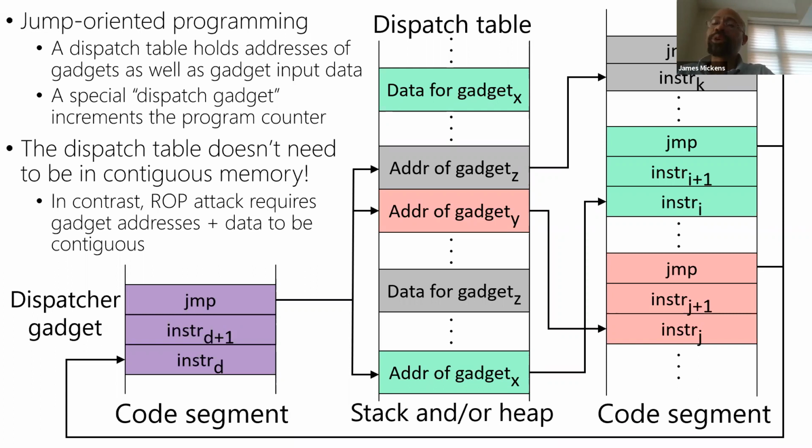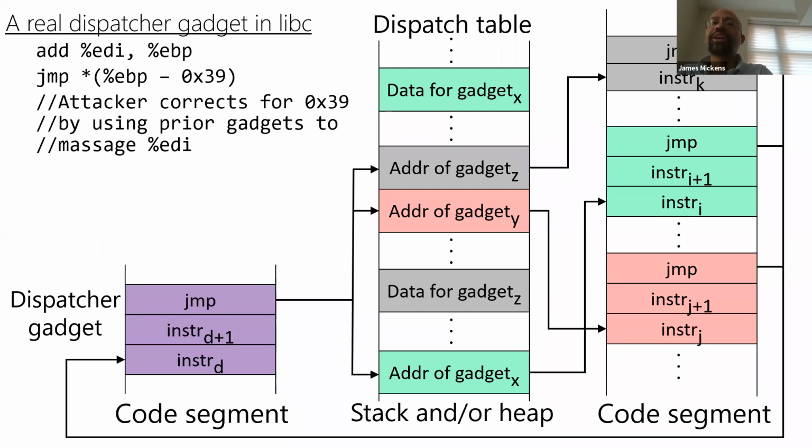Your life also becomes more convenient if you're the attacker, because if the system is only looking for ROP attacks, but it's not looking for JOP attacks, for jump-oriented attacks, you may be able to slip under the radar. So here in the upper left-hand corner, this is a real-life dispatcher gadget that's in libc. We're going to add EDI to EBP, and then we're going to jump to some target destination based on the calculation. We'll read the value in EBP, subtract hex 39 from it.